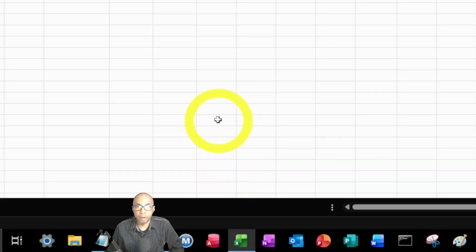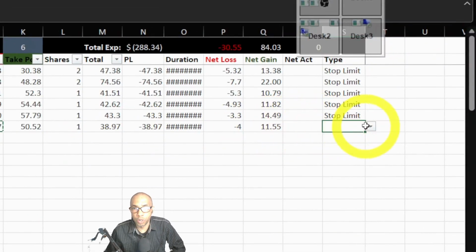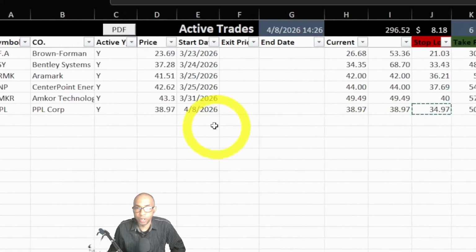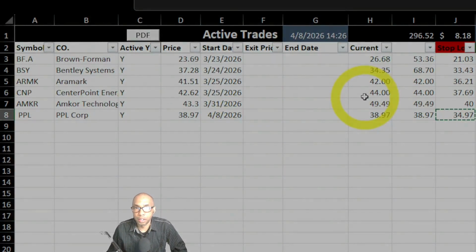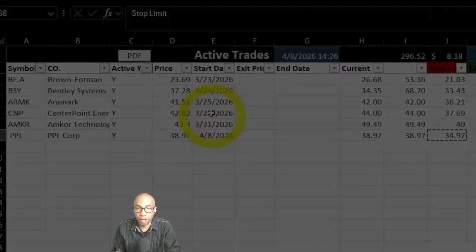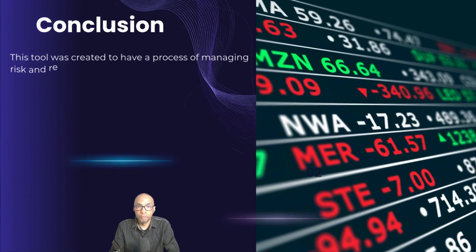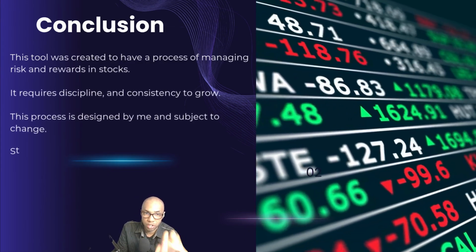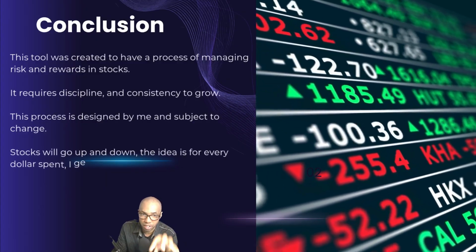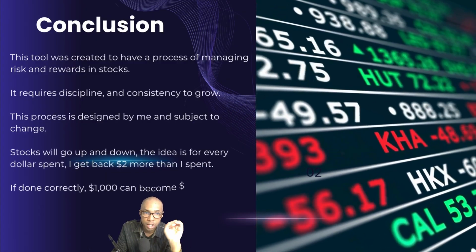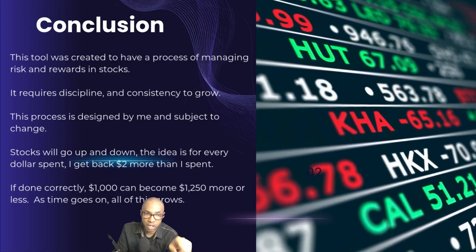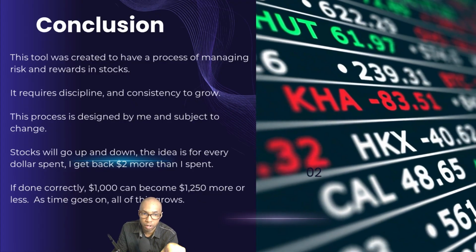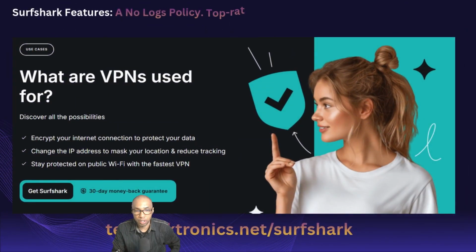That's the thing I like about Robinhood. All the information about what you're holding is right there on the screen. I set the sheet to keep it updated and different things like that. So this tool is created to have a process of managing risk and rewards in stocks. It requires discipline and consistency to grow. The process is designed by me and subject to change. Stocks will go up and down. The idea is for every dollar spent, I get two more than I spent, if done correctly. And we're going to hold that thought right there.